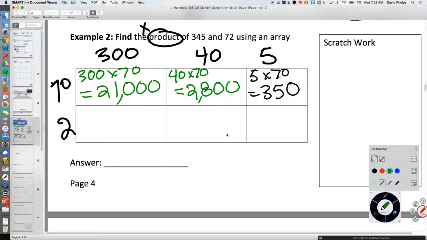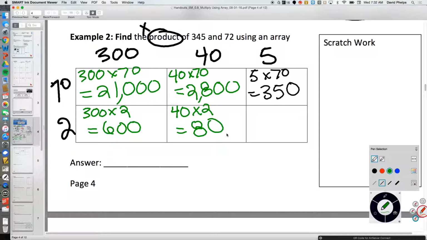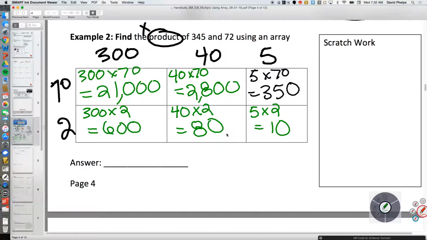Bottom left corner. Now I have 300 times 2. 3 times 2 is 6, plus your 2 zeros gives you 600. Moving on. 40 times 2. 4 times 2 is 8, plus the additional 0 is 80. In the bottom right box, it's always probably going to be your smallest value. 5 times 2, we all know that is 10. I'll give you a few seconds to take the rest of these notes before we add all of these puppies up.